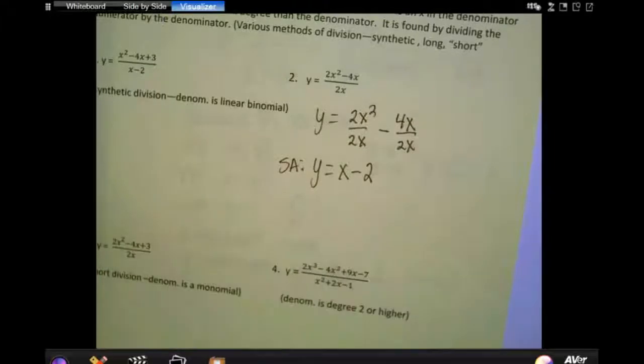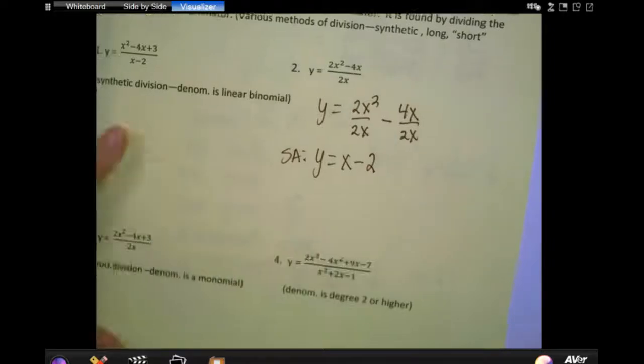It's going to be a slant asymptote if the top is bigger than the bottom by 1. So 2 is bigger than 1 by 1, so you have to divide it and get your slant asymptote. Okay. So let's do another example of that. Look at number 3.